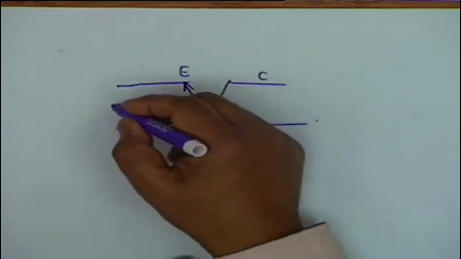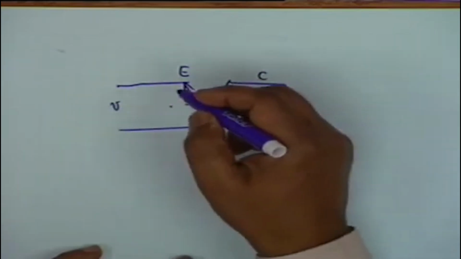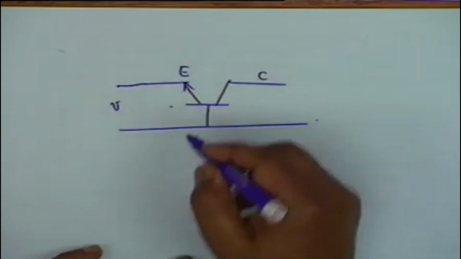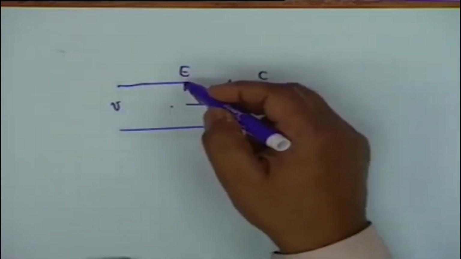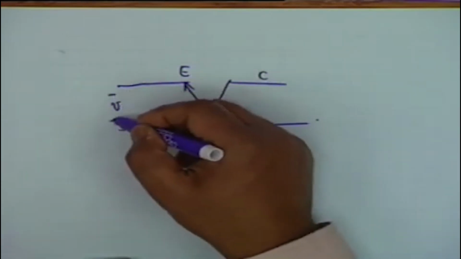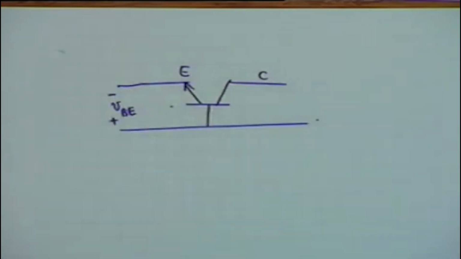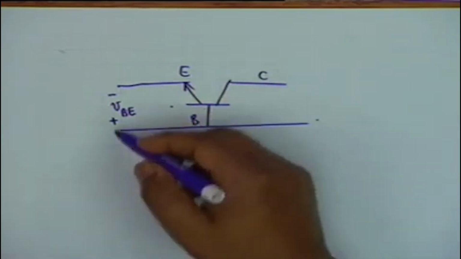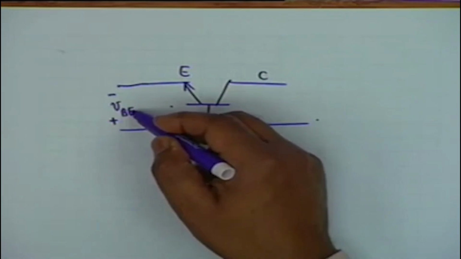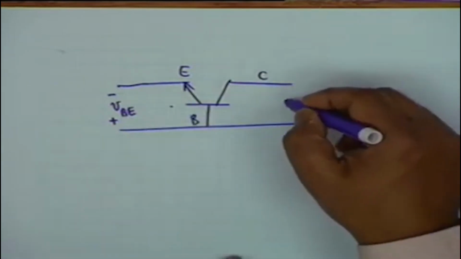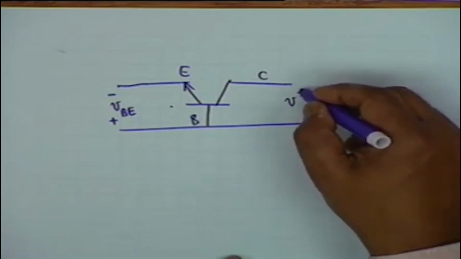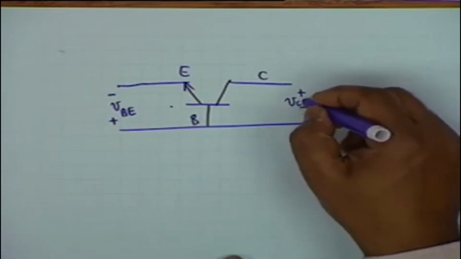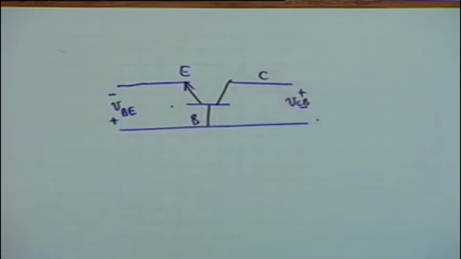In other words, suppose you indicate this voltage, what should be normally the polarity of this voltage? E shall be negative and this shall be positive. So VBE we call it. This is B, VBE, B is positive, E is negative. What about this polarity? Collector would be positive and this would be negative, so we call it VCB. C is the positive terminal and B is the negative terminal.